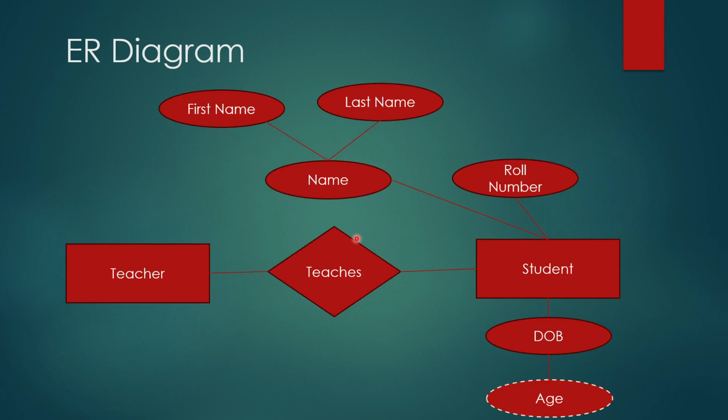I have made a collaboration of the entire example that was given in the previous tutorial, and here it looks like this. Here teacher and student are the entities, Teaches is the relationship, and other things are the attributes and the types of attributes. So name, roll number, and date of birth are the attributes, and these are further more attributes like first name and last name, and age is the derived attribute.